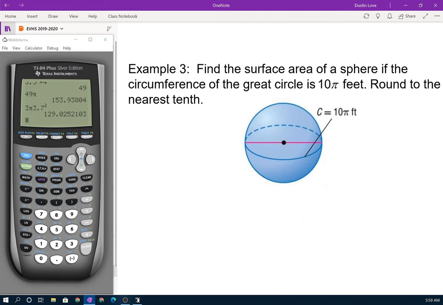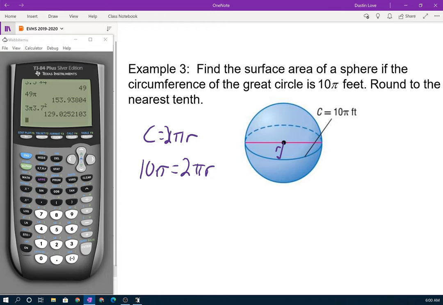Okay, find the surface area of a sphere if the circumference of the great circle is 10 pi feet. Now, if the circumference is 10 pi feet, we're going to have to find the radius before we can find the surface area. So if circumference is 2 times pi times radius and circumference is 10 pi, we're going to substitute that in. 10 pi equals 2 pi r.